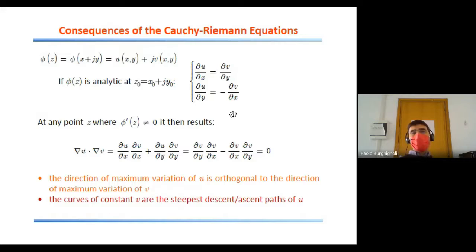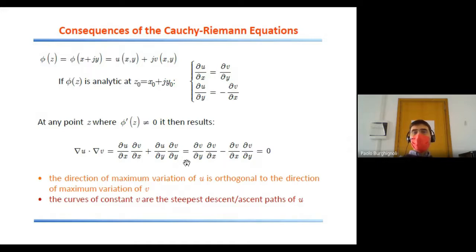If you assume that you are examining some point where phi prime is different from 0, so it's not a stationary point, then if you evaluate the dot product of the gradients of u and v, those are real gradients of real functions. Now this dot product is clearly the product of the components x and y of those two gradients. Those are two-dimensional gradients in the plane.